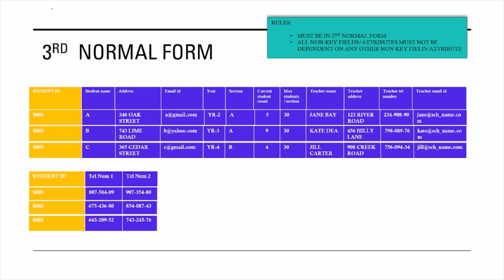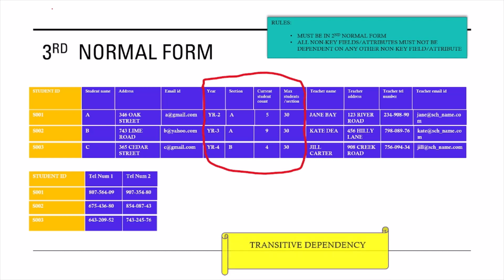But coming to the student table now and looking at the details of the year and section. Year is dependent on student ID, but section is more dependent on year, right? So also current student count and the max students per section. What happens is if we keep this data here within the student table, what we are saying then is year is dependent on student ID, section is dependent on year. In effect, section is indirectly dependent on student ID, or transitively dependent on student ID. And this is what is known as transitive dependency.